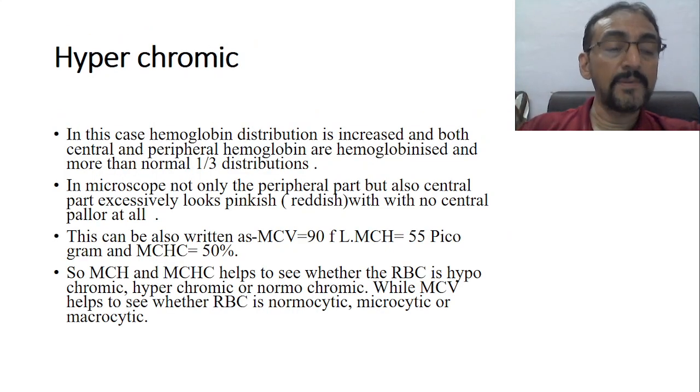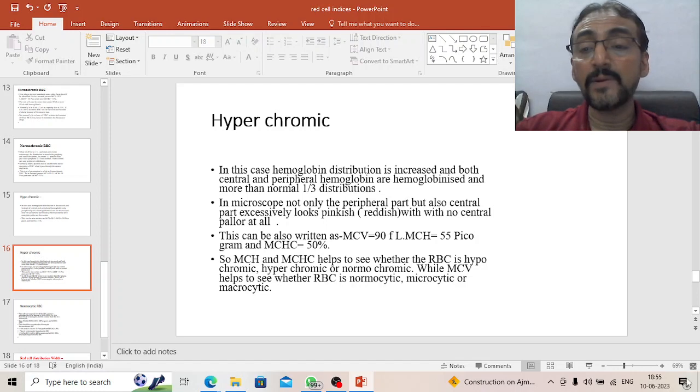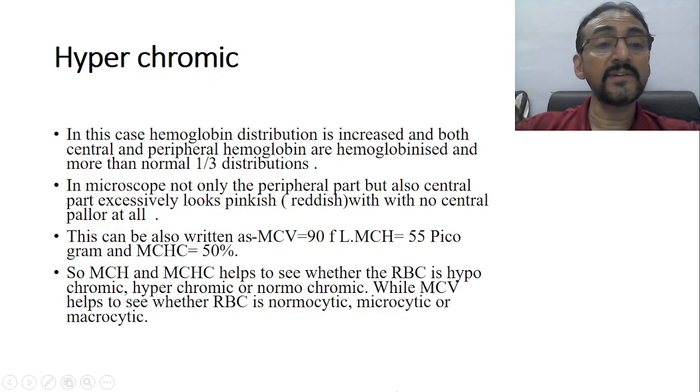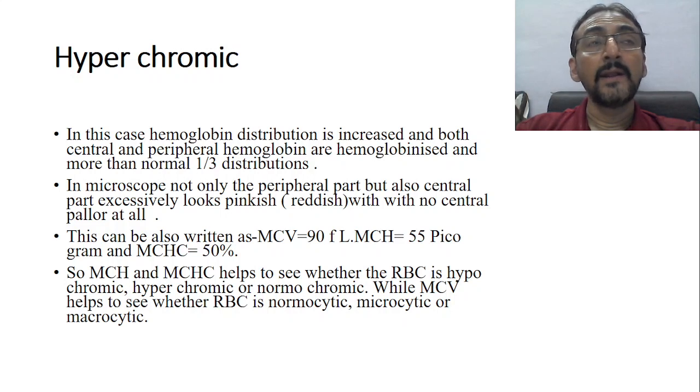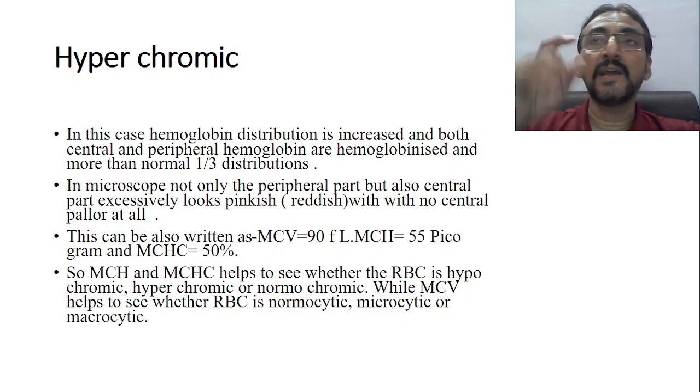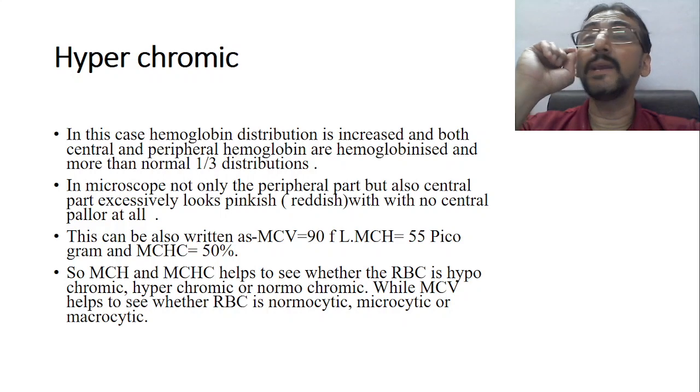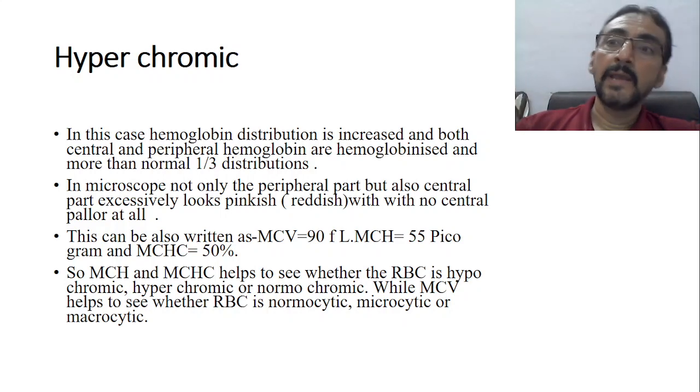Now go further in hyperchromic. When you are talking about hyperchromic, what is the presentation? MCV is 90%. Okay, we have nothing to do with MCV. MCH, hemoglobin should be 30%, instead it is 55%, it is more. And MCHC will also be higher, instead of 33% it is 50%. So when this type of presentation is there in the investigation, that suggests it is a hyperchromic anemia.